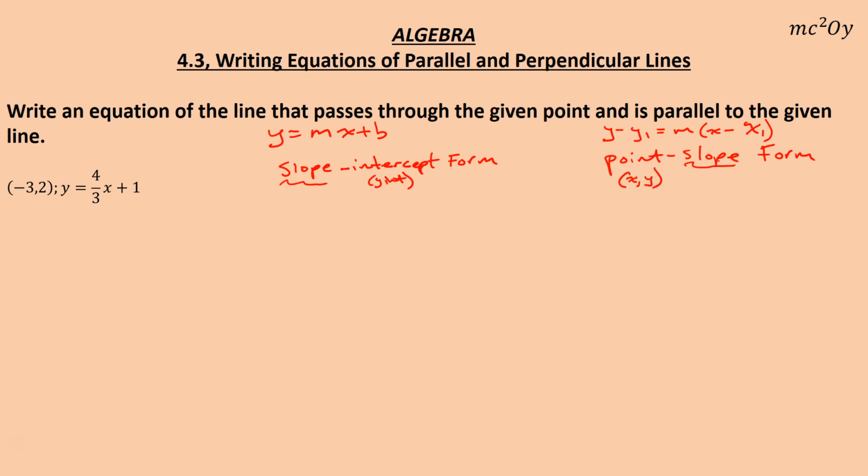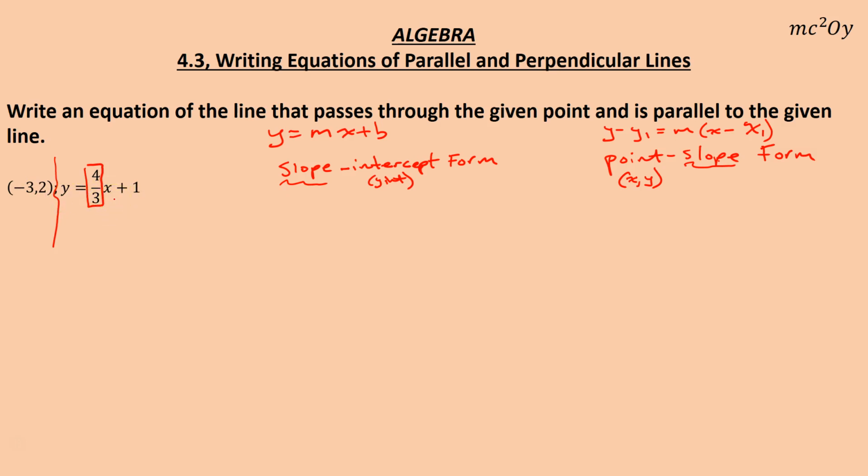Okay, so I'm going to look at this and I can easily identify the slope. Slope is 4/3. Okay, it's in y equals mx plus b format. They want it to go through this point and it's an equation of this line. So two different things here. We're going through this point, and this is the equation of the line that has to be parallel to.